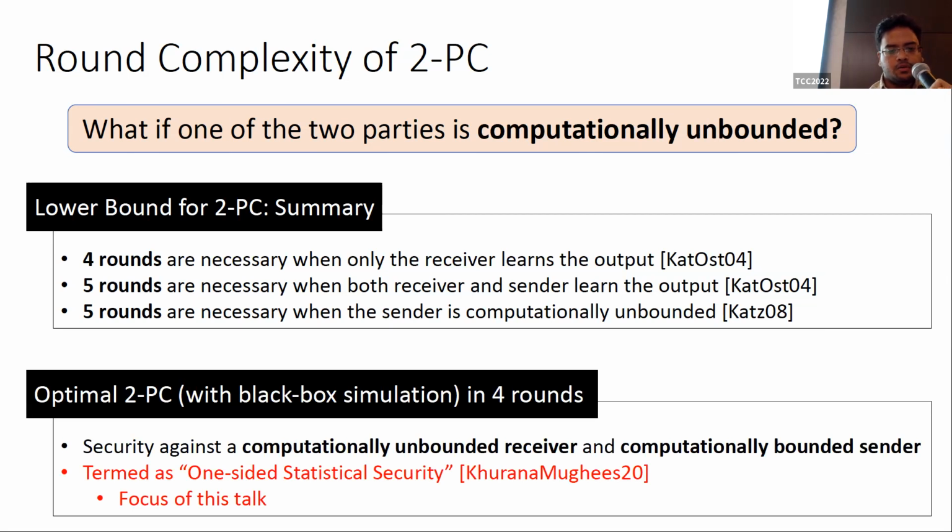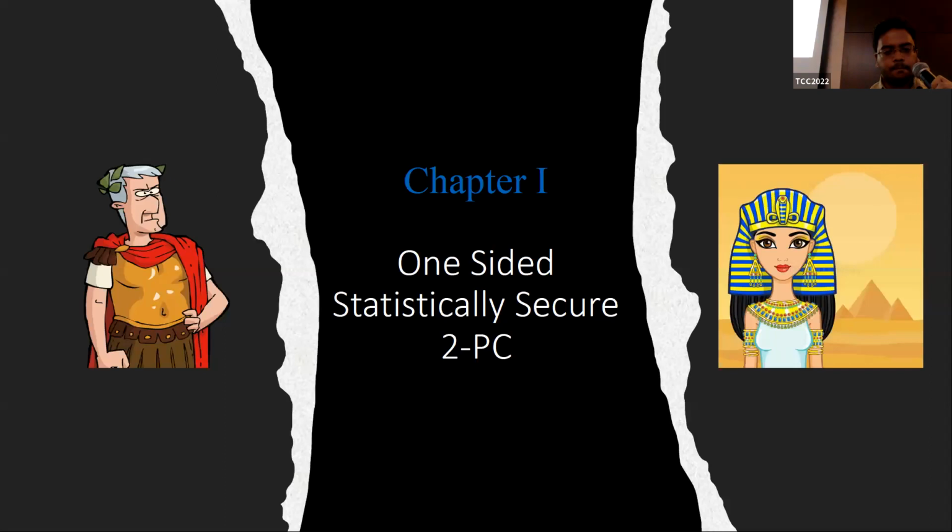The optimal 2PC that we can achieve in 4 rounds is against a computationally unbounded receiver and computationally bounded sender. This was studied in the work by Khurana and Mughees in the TCC 2020 paper, and they coined this term one-sided statistical security. So we are going to focus on this setting.